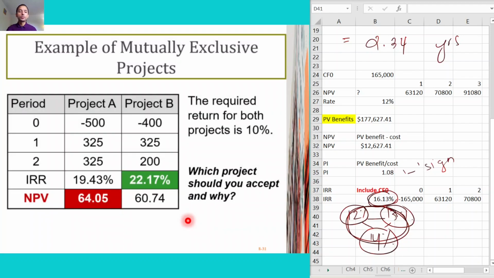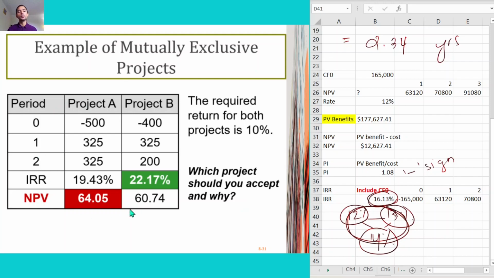Example of mutually exclusive projects, and you can do this yourself. Let's say these are the cash flows at 0, 1, 2. This is like the cost, and these are like the benefit. Now you know how to calculate the IRR and the NPV, so you can find this yourself. When you do, you will get IRRs of 19 and 22. When you compute NPV, you will get 64 and 60. So which project should you accept and why?